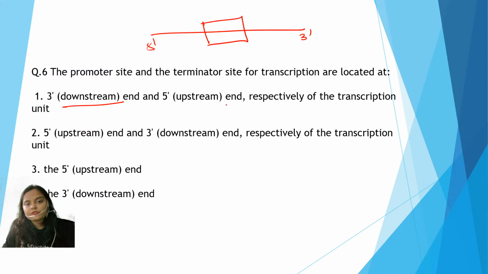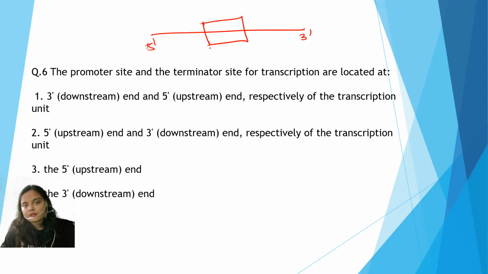3 prime downstream and 5 prime upstream, respectively, of the transcription unit. 5 prime upstream and 3 prime downstream, respectively, of the transcription unit. Then 5 prime upstream and then 3 prime downstream end. You have to identify the promoter site and the terminator site.